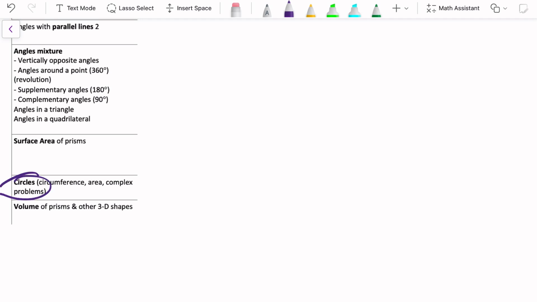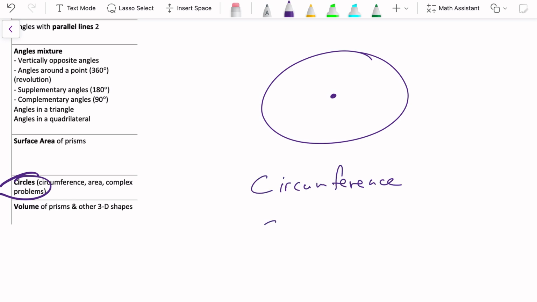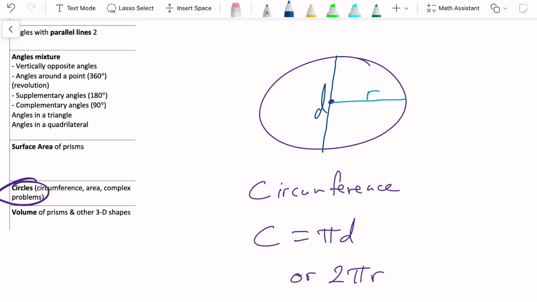Okay, so circles. This is the one area that students do tend to forget the main formulae. So if we have a circle, and that's the center, the outside distance would be called the circumference. The formula for the circumference, C equals pi times the diameter, or 2 times pi times the radius. D for diameter, R for radius. So that's the circumference, to find the distance around the outside.